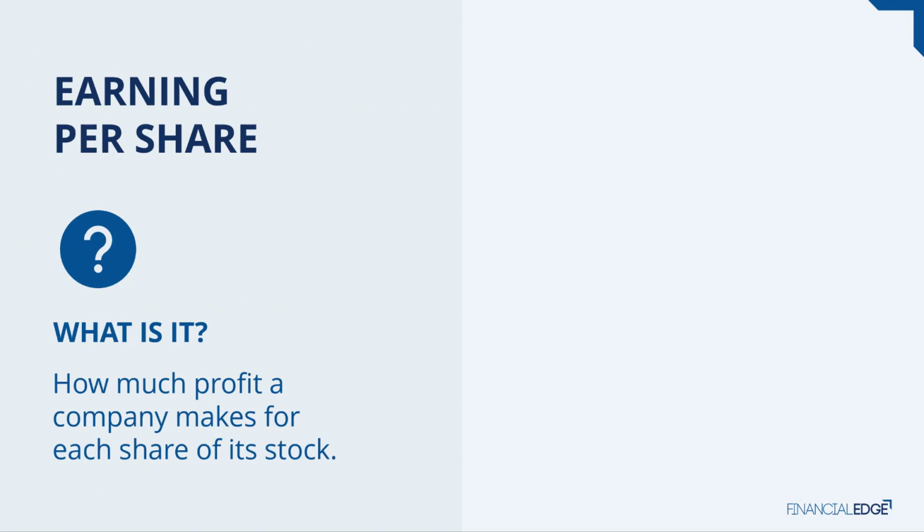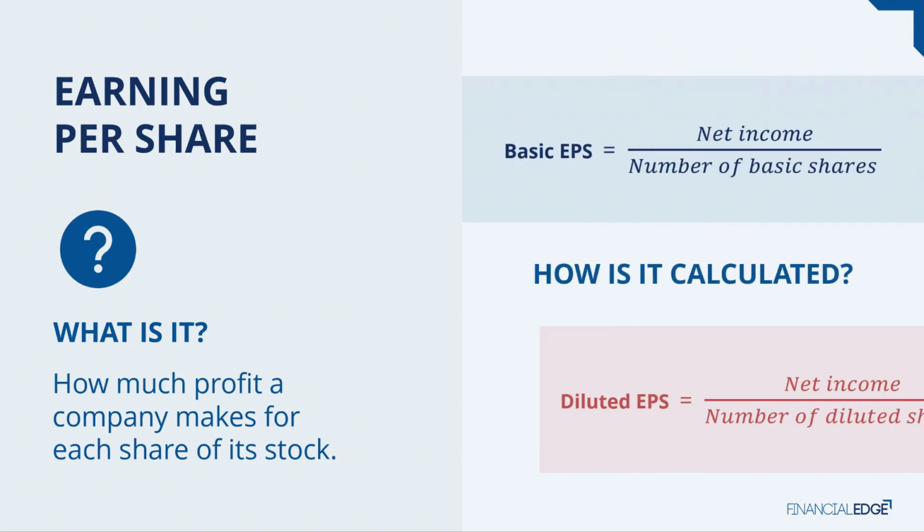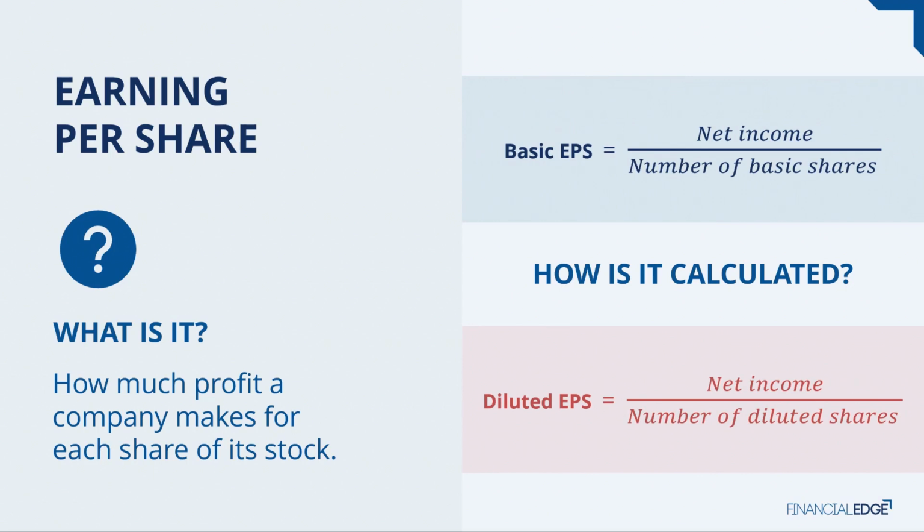But how do we calculate it? Well, there's two ways. The first is basic EPS, net income divided by the number of basic shares. What is the number of basic shares? Well, it's the number of real shares that are owned outside of the company at the moment.